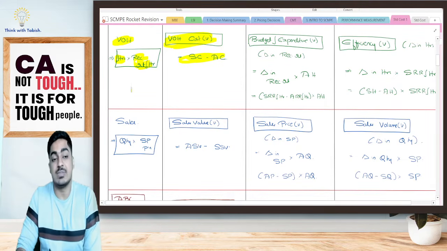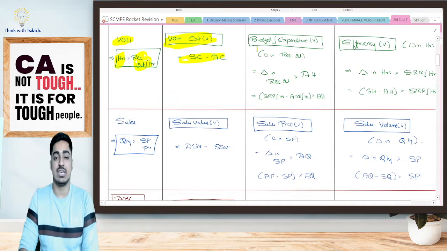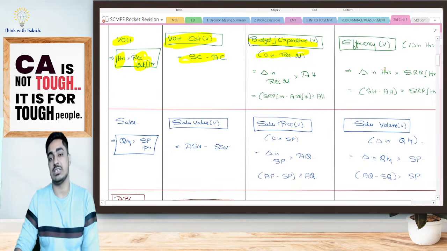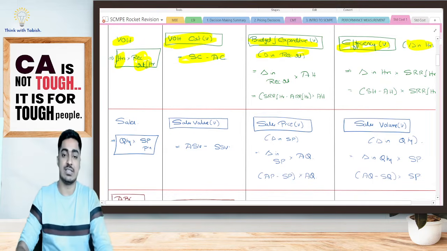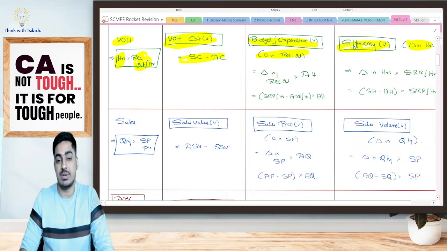Either my hours may have changed. If my variable overhead cost has changed, either my hours may have changed or else my recovery rate may have changed. Yes, change in my recovery rate is called variable overhead budget or expenditure variance. Change in hours is called variable overhead efficiency variance.